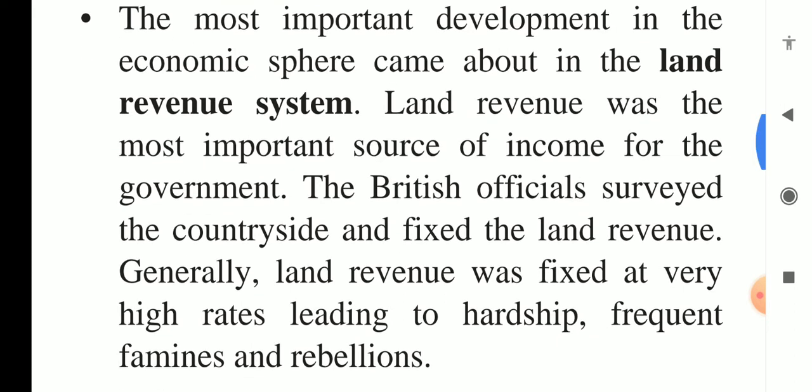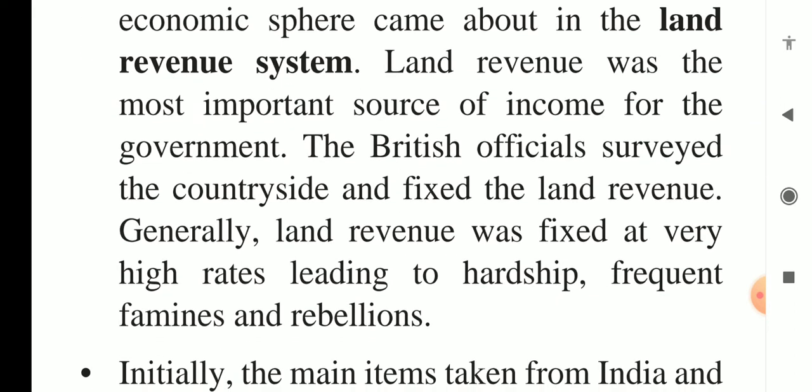Generally, land revenue was fixed at very high rates, leading to hardship, frequent famines, and rebellions. So, what were the criteria? How was it fixed? Generally, it was fixed at very high rates. Obviously, Britishers came over here for trading, and later they started exploiting us. So, they were not thinking good of us. That is why they did not feel any hesitation in fixing high rates. So they were fixing high rates for tax. Now just take an example.